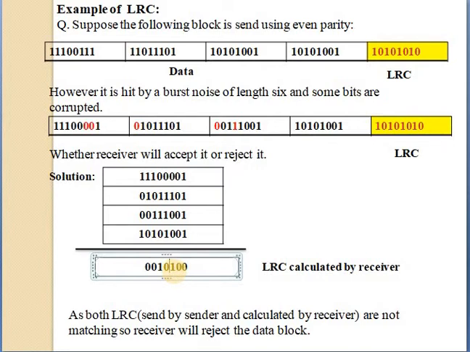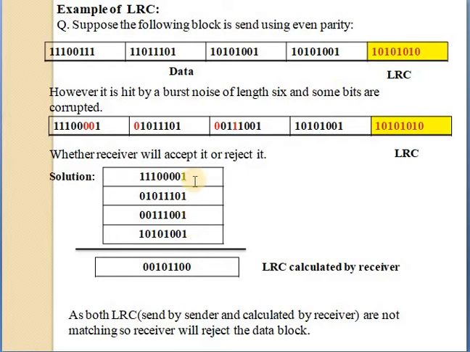Here we add a 1. After that, the number of ones is 2, so we add a 0. This is the LRC calculated by the receiver. First of all 0, second is also 0, third is 1, fourth column is also 1, fifth column is 0, sixth column is 1, seventh column is 0, and the eighth column is 0. We calculate even parity, or a parity bit.